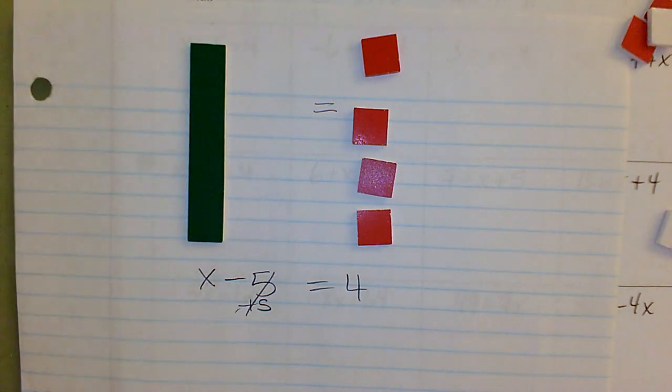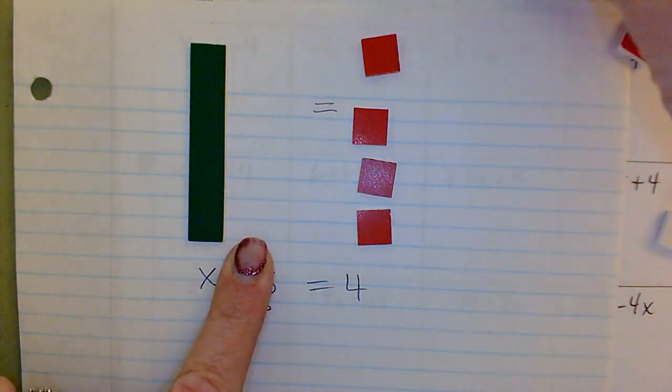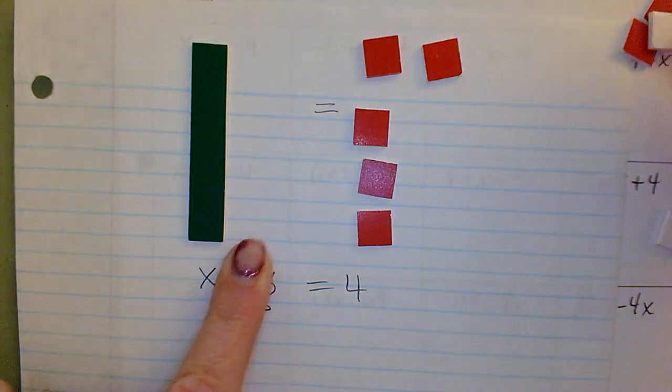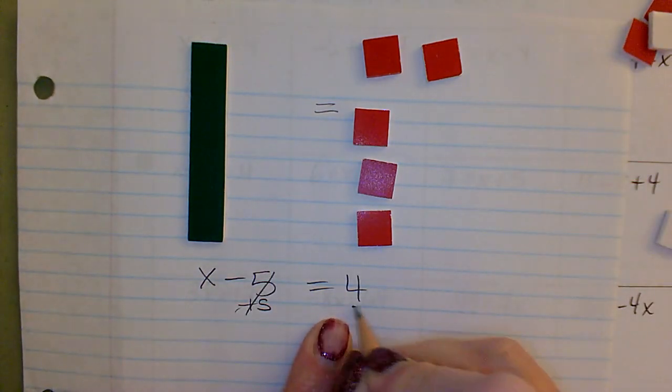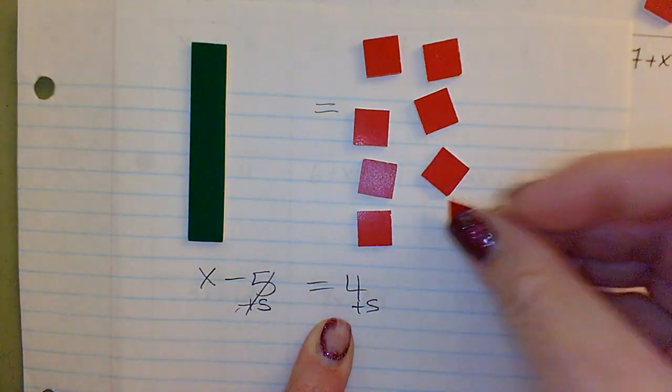And I have the x by itself. But what I do now, is my equation still balanced? I did something to the left-hand side, but I didn't do it to the right-hand side. I must do the right-hand side. What did I do to this left-hand side? I added 5. So I must go and add 5 to the other side.